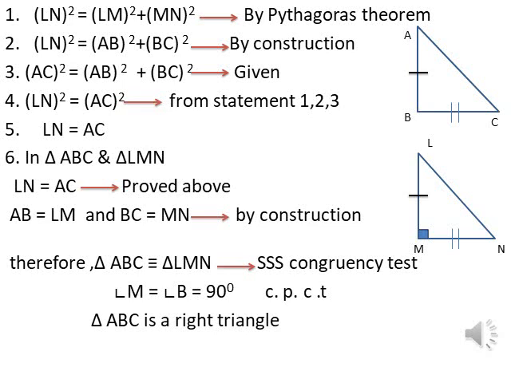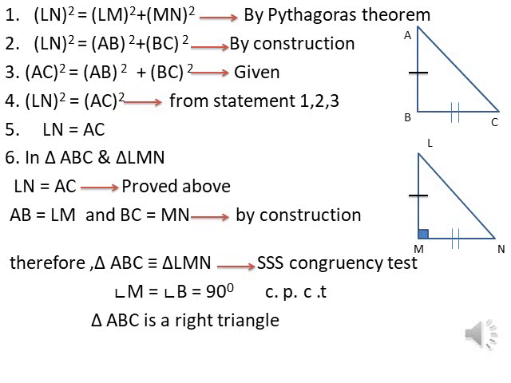Then by construction. By construction, LN will remain the same here. We have constructed LM which is equal to AB, so I will replace LM by AB. Again I will replace MN by BC. Then, what is given in the statement is that AC square is equal to AB square plus BC square.